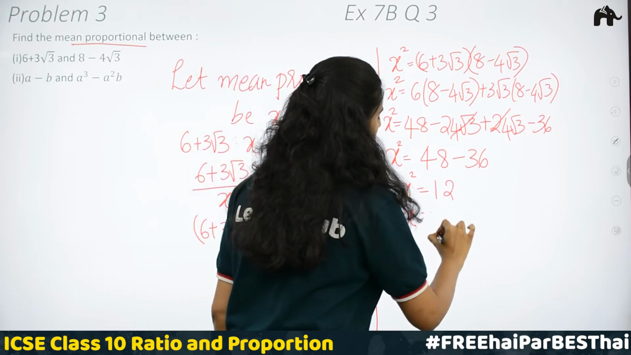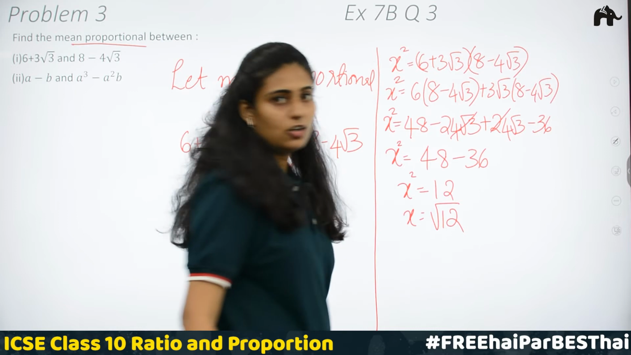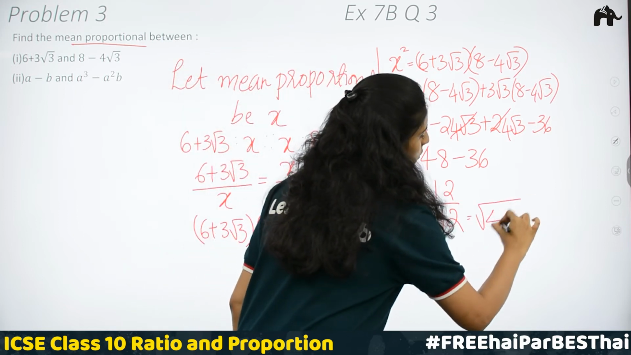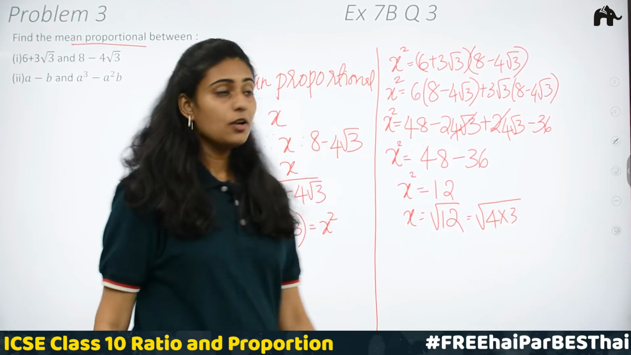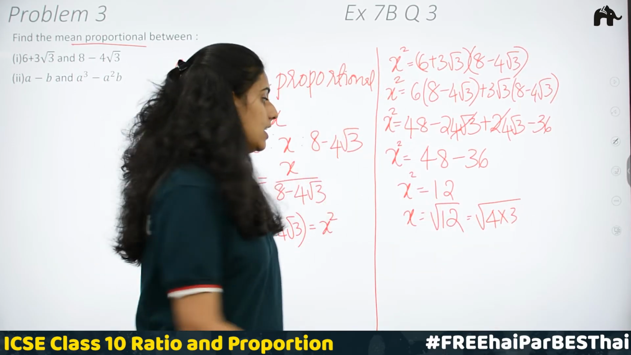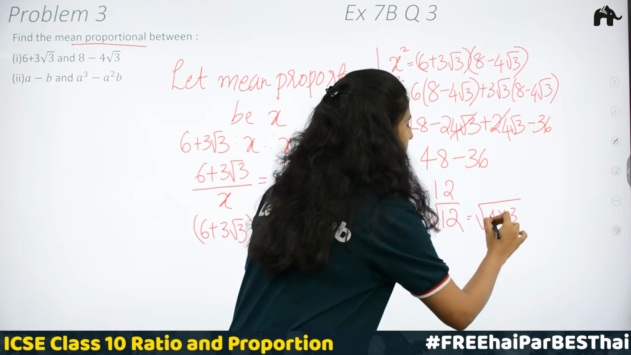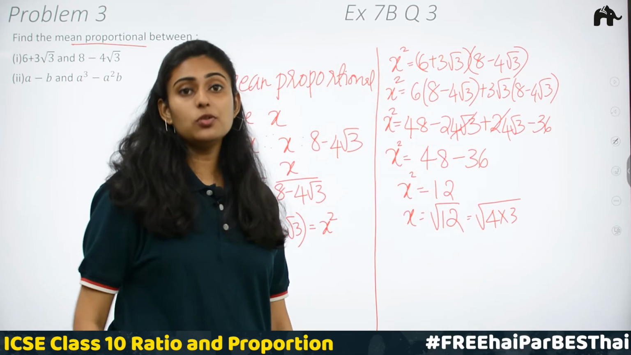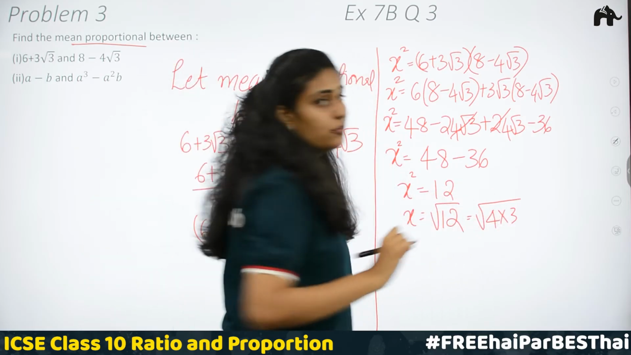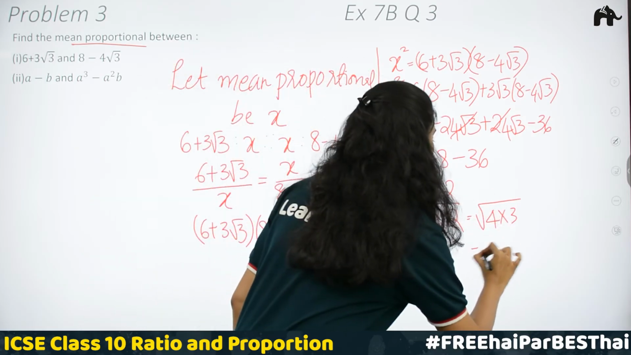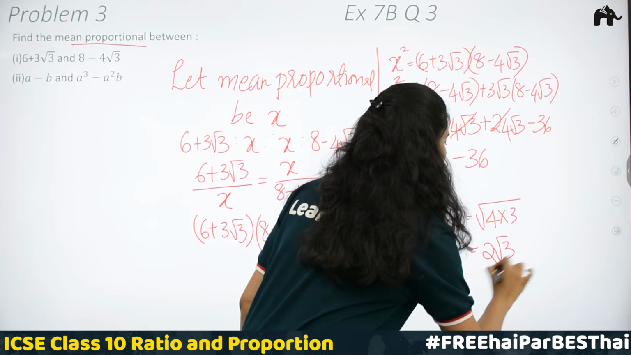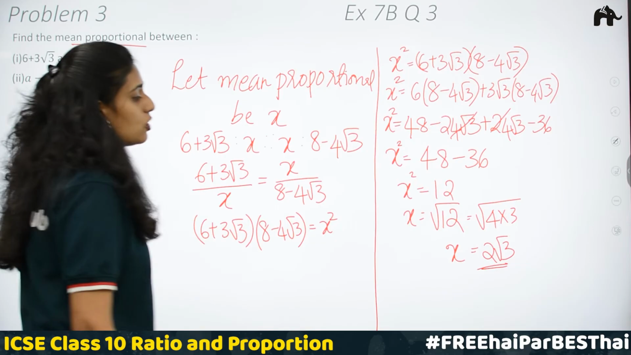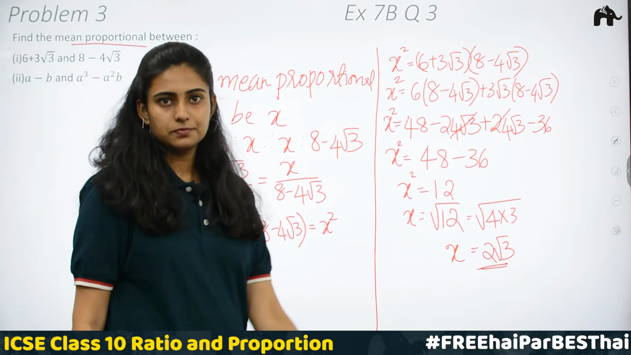x is equal to root 12. Okay, 12 can be written as 4 into 3, right? 4 is a perfect square number. That is, we can take this 4 outside by taking the square root of 4. Square root of 4 is 2. Then this becomes equal to 2 root 3. Okay, the value of x is 2 root 3. Our mean proportional is 2 root 3.